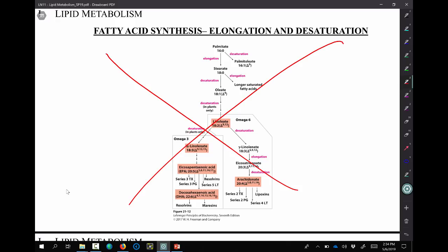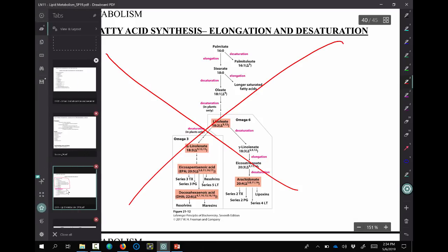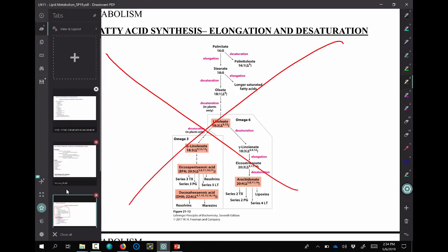Okay. Let's do this in the interest of time, because we're running very short on it. I want to move to amino acid metabolism.